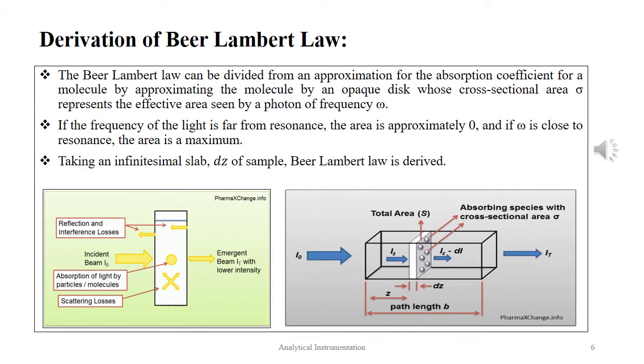The Beer-Lambert law can be derived from an approximation for the absorption coefficient for a molecule by approximating the molecule by an opaque disk whose cross-sectional area sigma represents the effective area seen by a photon of frequency omega. If the frequency of the light is far from resonance, the area is approximately 0, and if omega is close to resonance, the area is a maximum. Taking an infinitesimal slab dz of sample, Beer-Lambert law is derived.